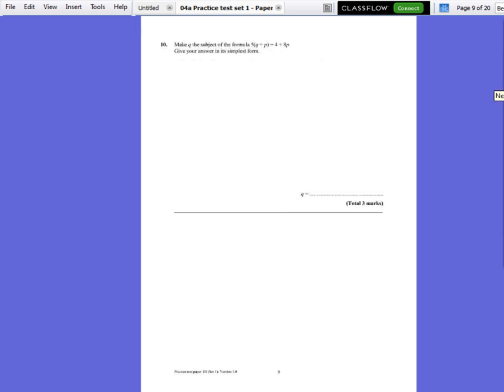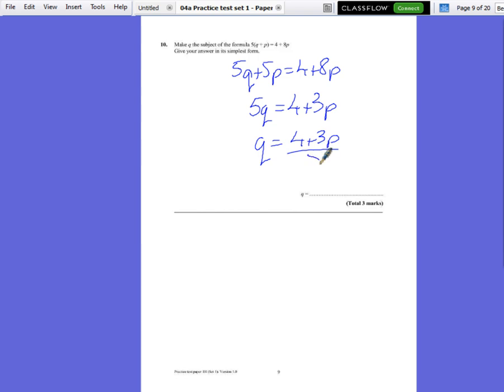Question 10. Make Q the subject of the formula. To do this one, we want to expand the brackets because we don't have brackets or fractions when we're changing the subject of a formula. So first things first, I'm going to expand the brackets, and that'll give me 5Q plus 5P equals 4 plus 8P. I then want to get all the Q's on the same side, so I'll just take the P's to the other side to leave the Q on its own. So 5Q is equal to 4 plus, and we want to take 5 P's off both sides, so that'll be 3P. And then divide by 5, I get Q equals 4 plus 3P over 5.